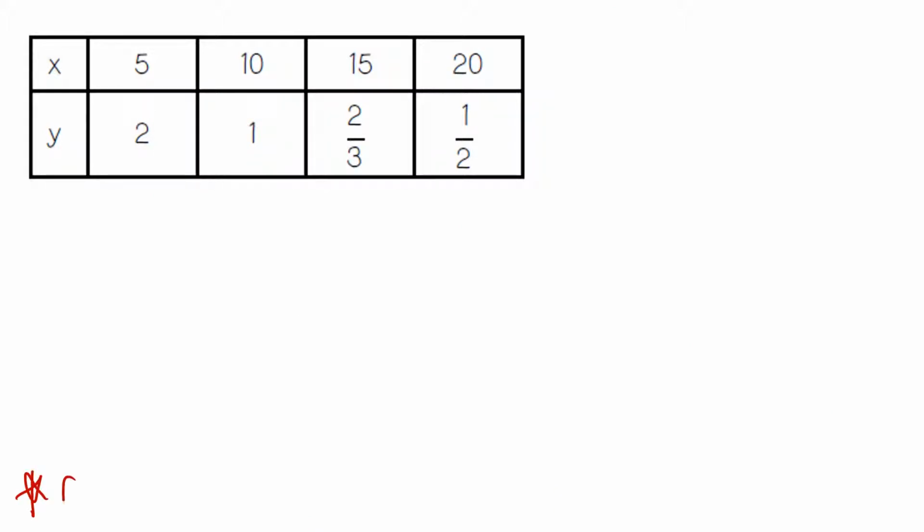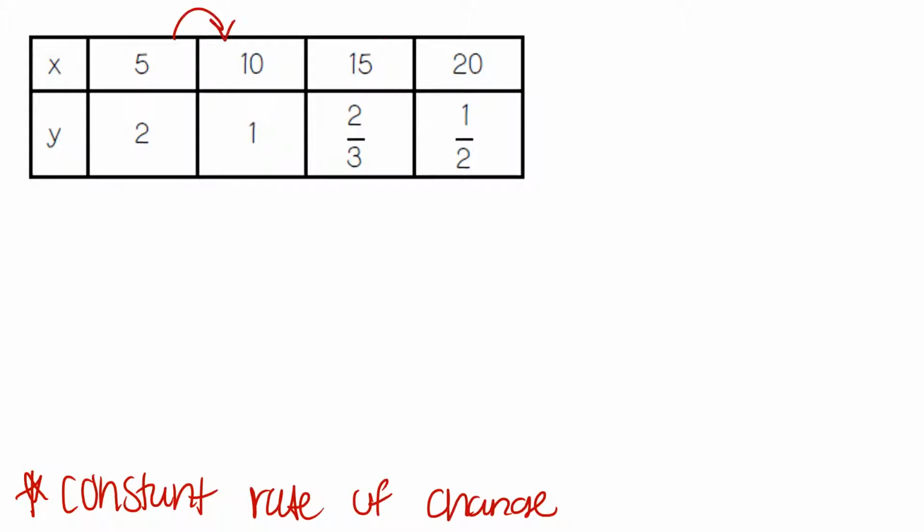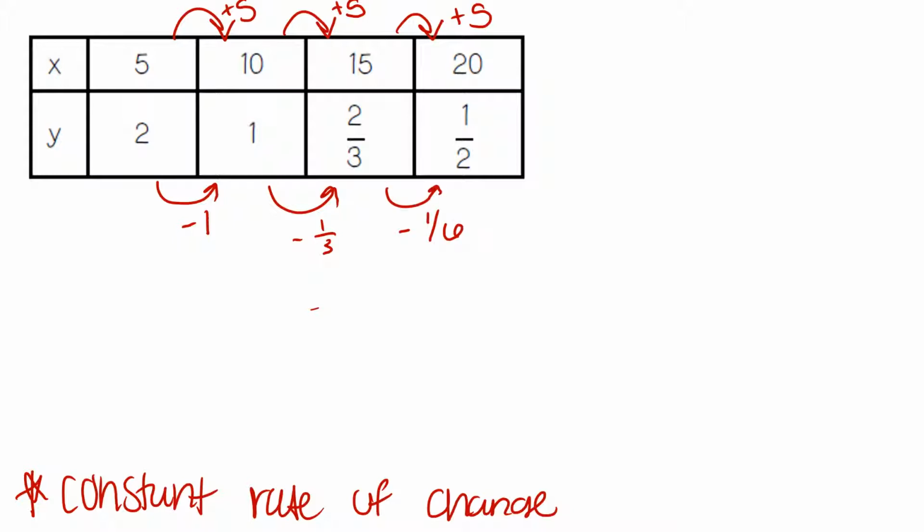So again, we have another table. We're looking for a constant rate of change. So looking up here at the top, 5 plus 5 is going to give us 10. 10 plus 5 is going to give us 15. 15 plus 5 is going to give us 20. Across the bottom, 2 minus 1 is 1. 1 minus 1/3 is 2/3. And 2/3 minus 1/6 is 1/2.